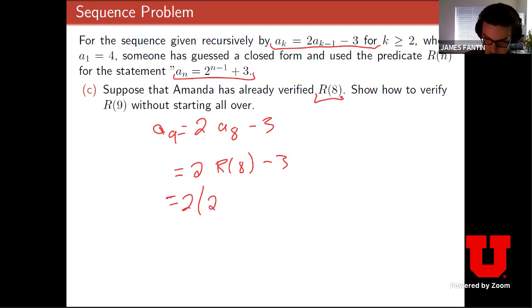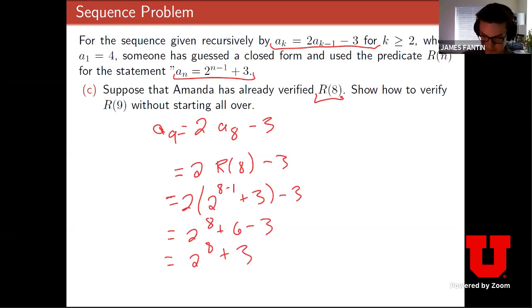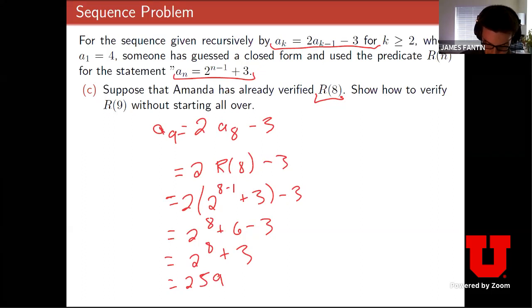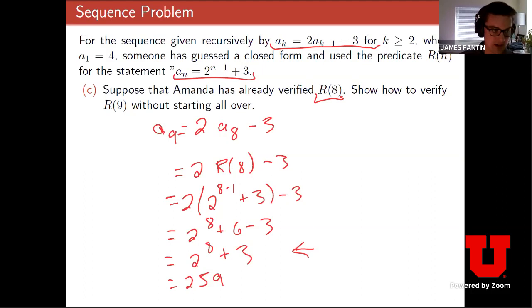So we have 2 to the 8 minus 1 plus 3 minus 3. And this will be 2 to the 8th plus 6 minus 3, which is 2 to the 8 plus 3. And that would be 259. And this looks correct. This is exactly what the closed form formula would have given right here.